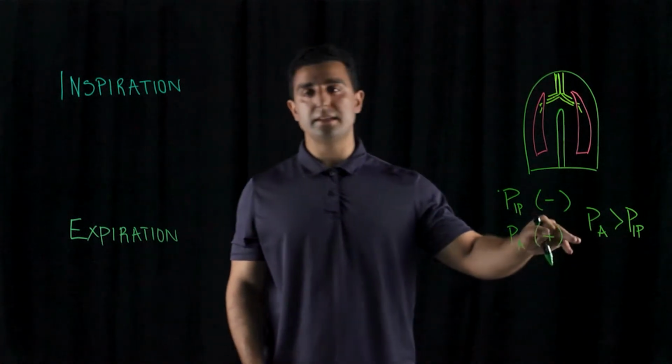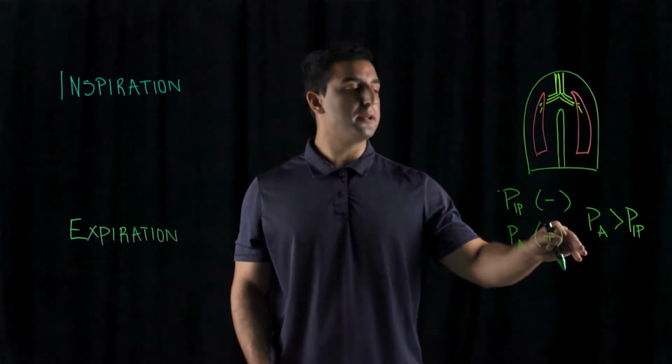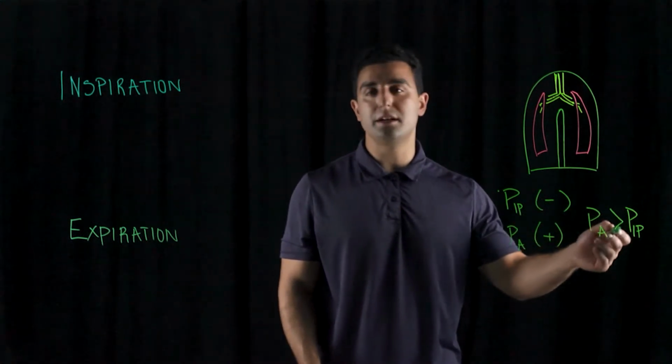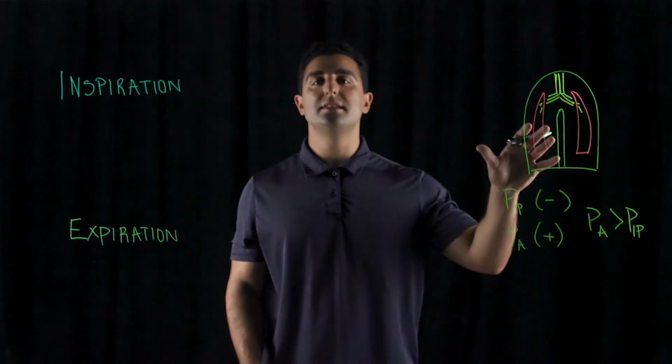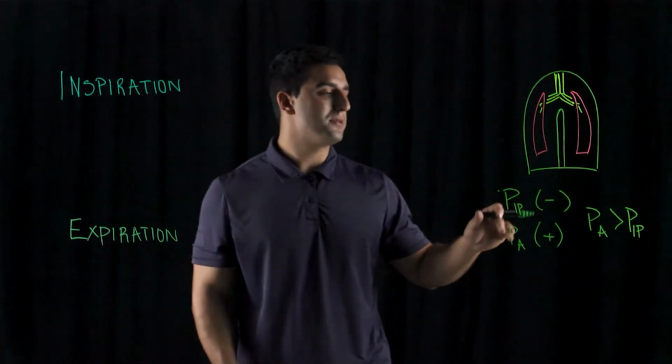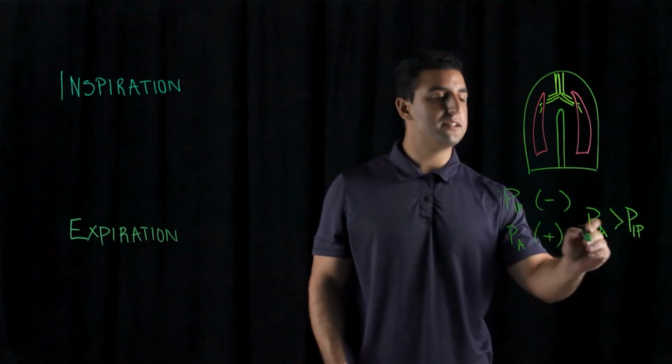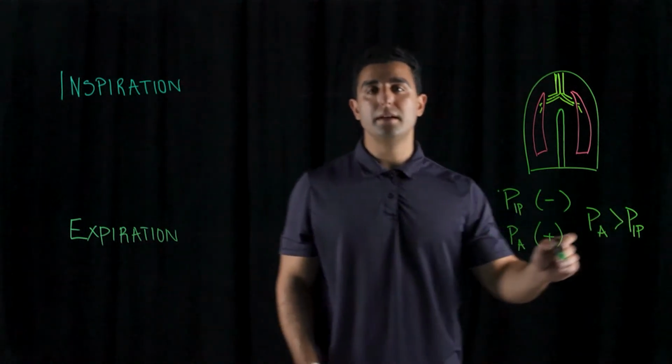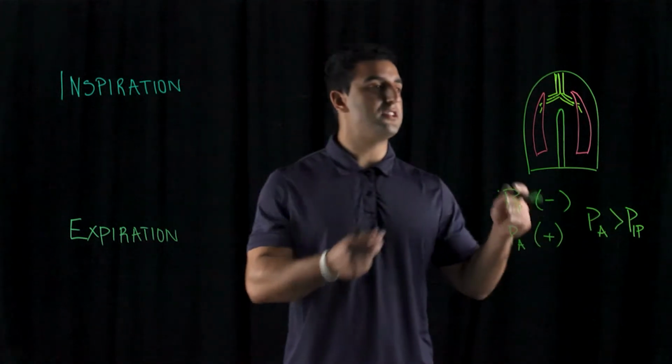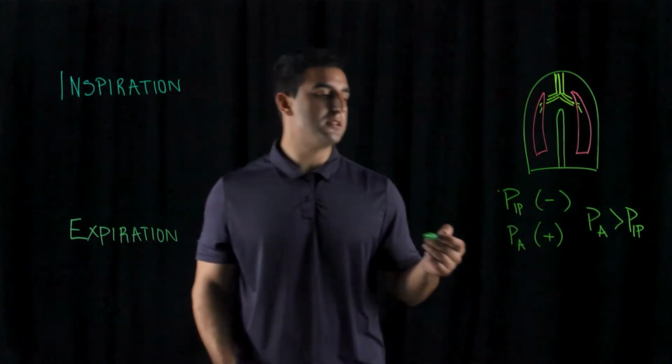If this phenomenon is broken, so something happens where they become equal, this is when you have instances of pneumothorax, when your lungs collapse. So this is a very bad phenomenon. This criteria must always be in place unless you have some kind of abnormality in your respiratory system.